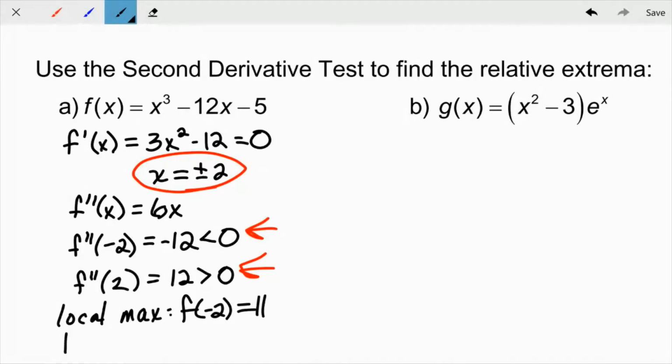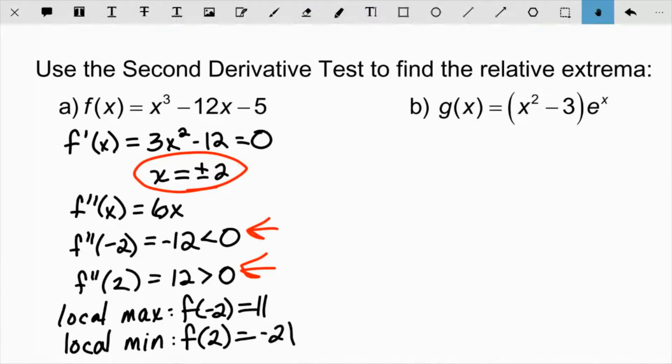And then in a similar way, I can say there's a local minimum when x is 2, and that would be the point f of 2 is equal to negative 21. So it's not that difficult to do, but the main thing is we have to show that we have points where the derivative is 0. We have to show whether our graph is concave up or concave down at those points based on the second derivative, and then from there we can conclude whether we have a maximum or a minimum.